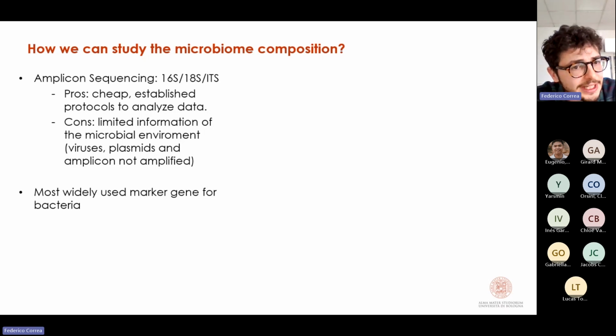The limitation is that we have just information on the microbiota composition, and we don't have information on the function, but also we can look only at bacteria or fungi. For viruses, there is right now some kind of technology on amplicon sequencing, but for the moment, with amplicon sequencing, you can just see some specific populations.